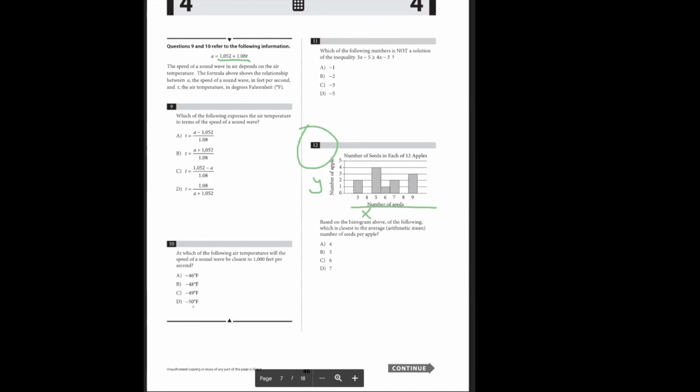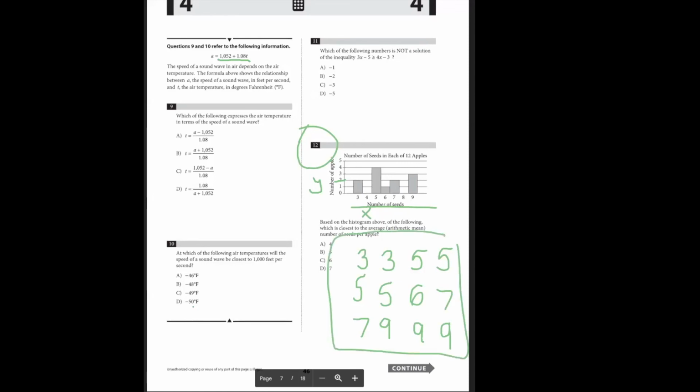I'm just going to write it down as I go on. It seems that 2 apples have 3 seeds. It seems that 0 apples have 4 seeds. It seems that 4 apples have 5 seeds, so I'm going to write 5, 5, 5, and 5. It seems that only 1 apple has 6 seeds. It seems that 2 apples have 7. And it seems that 3 have 9. Since we're doing an average, we have to add all these up together and divide by the number of numbers in total. And if you look here, it nicely comes out to 12.